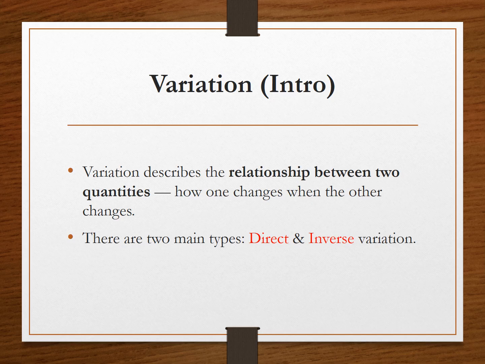Our next topic is variation. Variation describes the relationship between two quantities. We can say that if we change one quantity, then the other quantity will also change. There are two main types of variation. One is direct variation and the second is inverse variation.